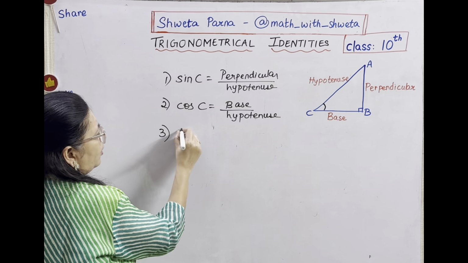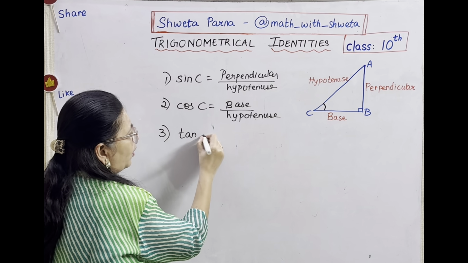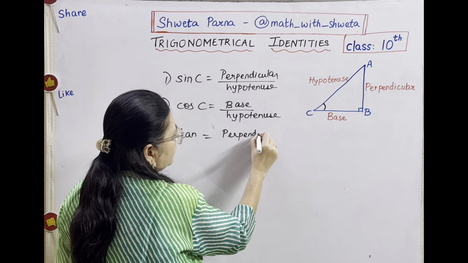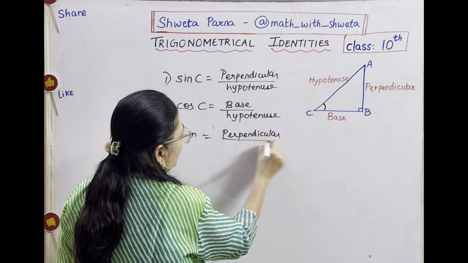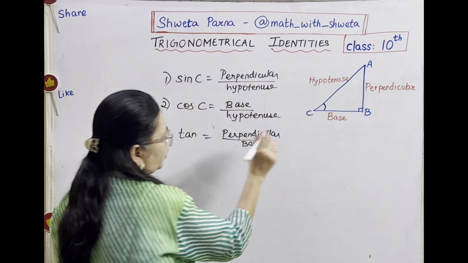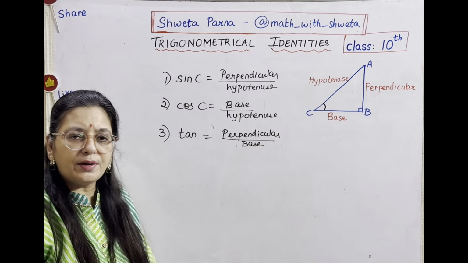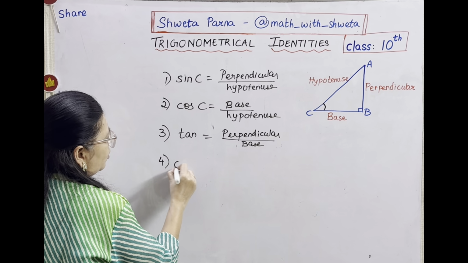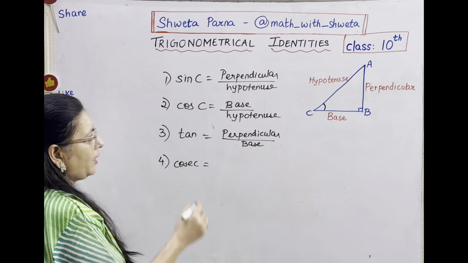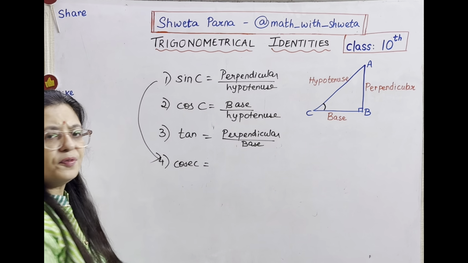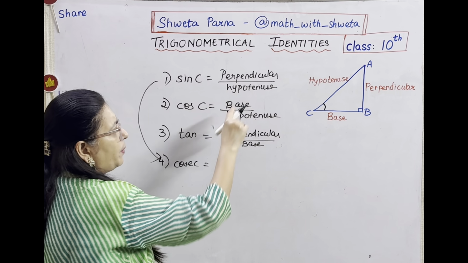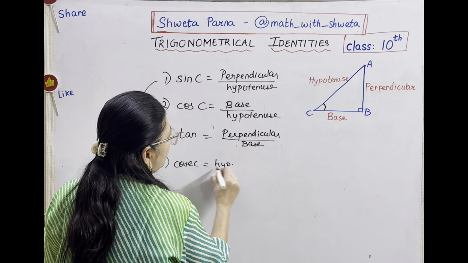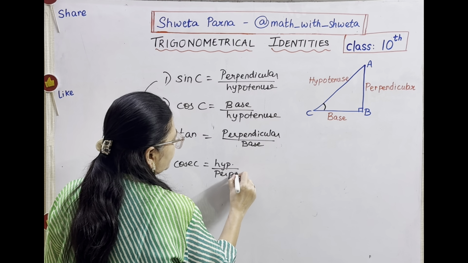Third one, what is tan? Tan formula is always perpendicular upon base. There is no hypotenuse. The different trigonometry ratios other than these three are, the first one is cosec. Cosec is reciprocal of sine. So if sine is perpendicular upon hypotenuse, cosec would be hypotenuse upon perpendicular.